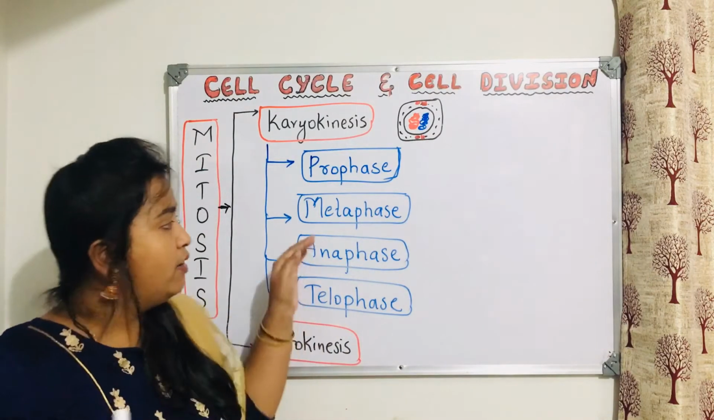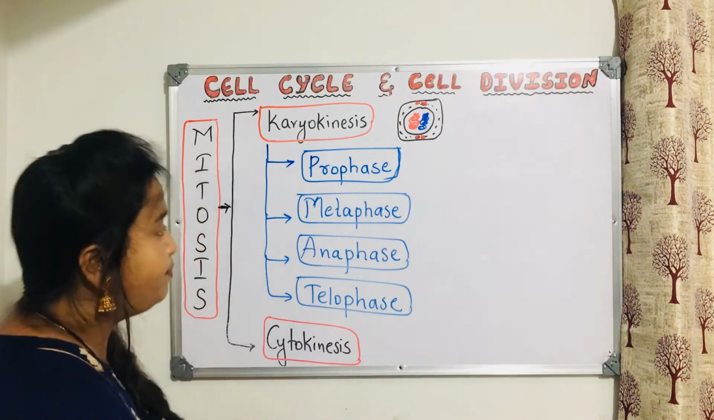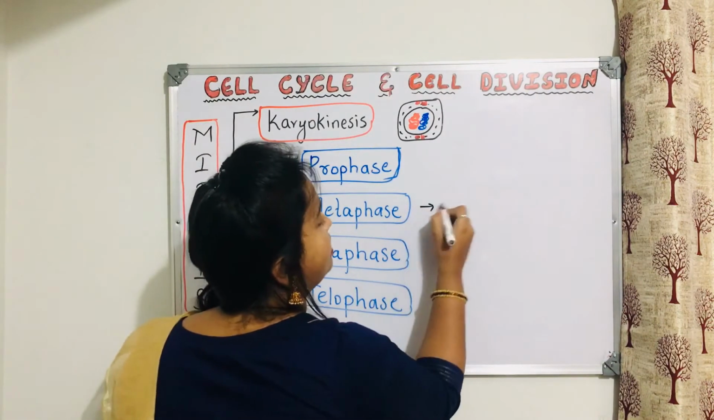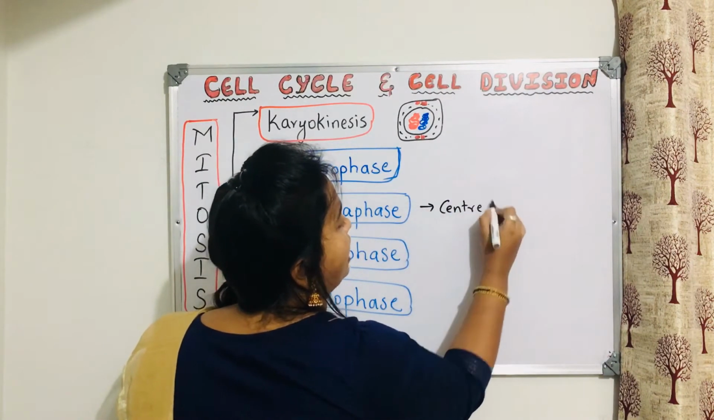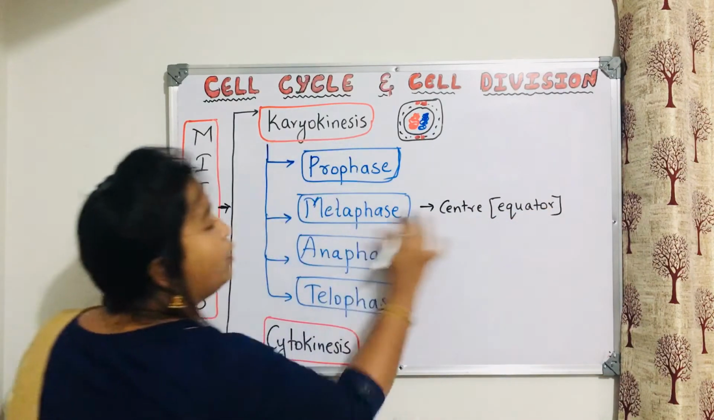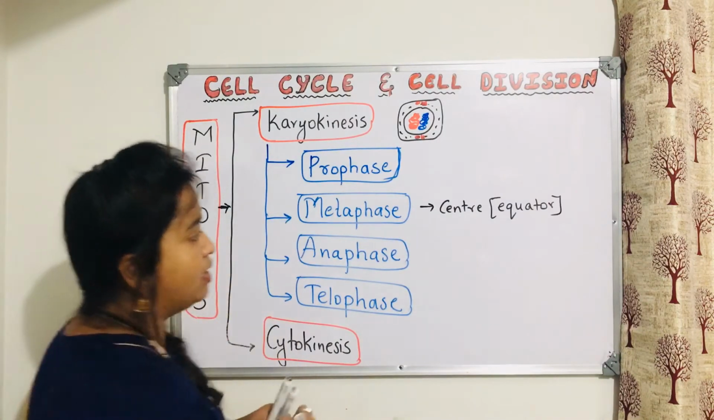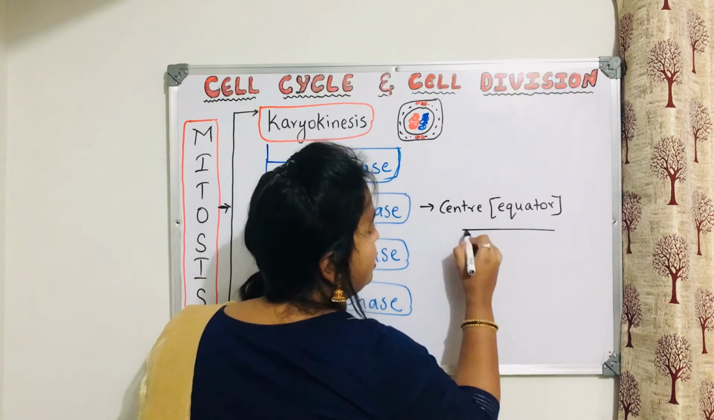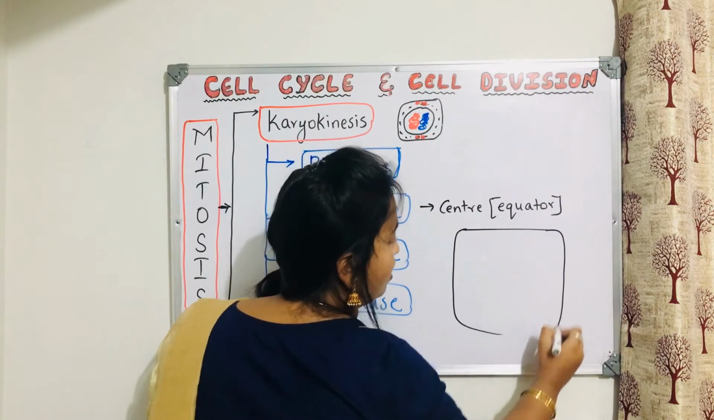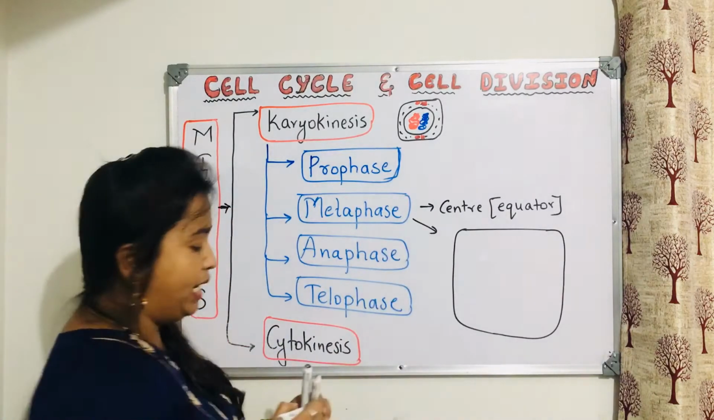So I am first explaining metaphase. Meta means center, or you can say equator. Now during metaphase, I'll show you how the cell looks and what happens. So this is the cell. I am talking about the metaphase stage. Be clear with this.